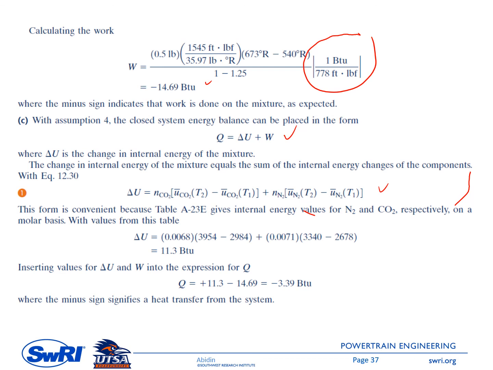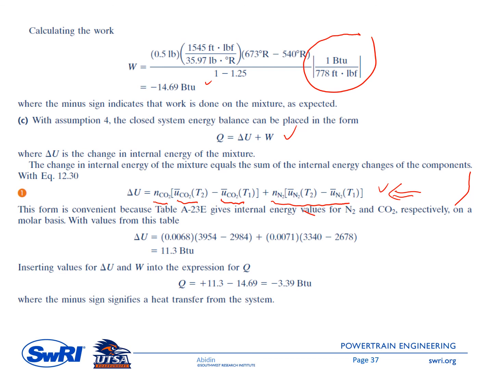So in this case we have CO2 and N2. So you can see in here, this is the mole number of CO2 times the specific internal energy of CO2 at state 2 on a molar basis, and then this one is at state 1, and this is for N2. Okay, so this form is convenient because table A-23E gives internal energy values for N2 and CO2 respectively on a molar basis, so you should use this formula.